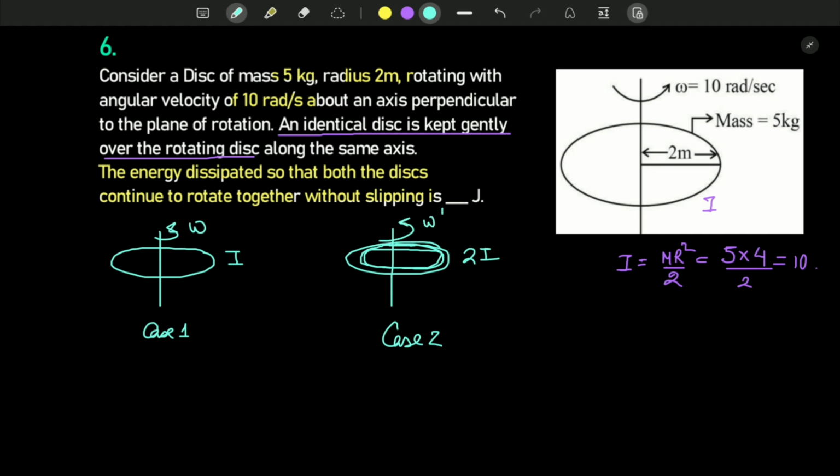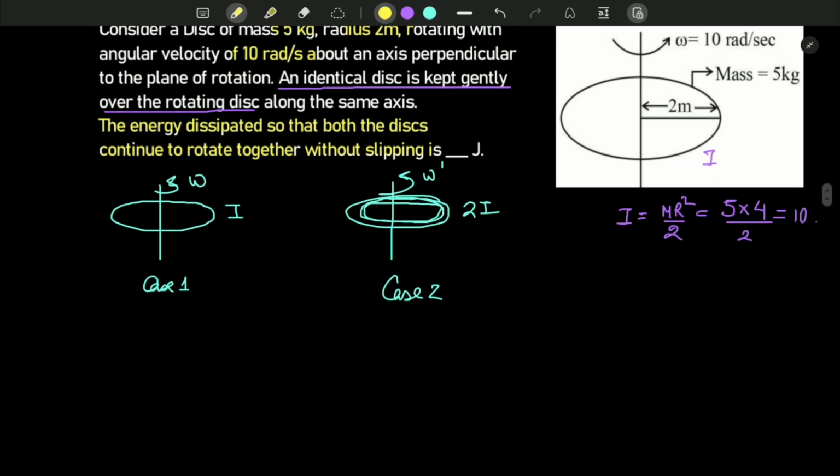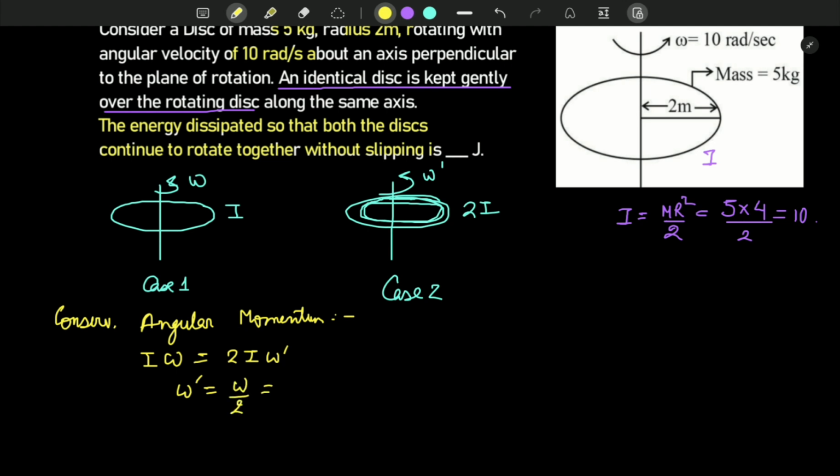So I know that I can conserve angular momentum. So conservation of angular momentum, and it is I omega equals constant. So for case 1, I omega is equal to, for case 2, 2I omega dash. So I will get omega dash equal to omega by 2, and in the question it was given that omega is 10 radians per second. So 10 by 2, this is 5 radians per second. This is omega dash, the second case.